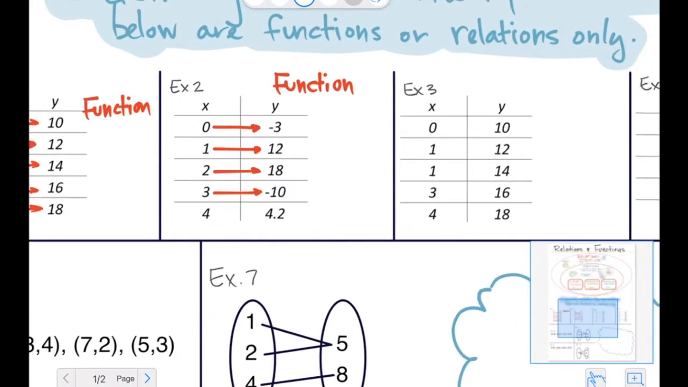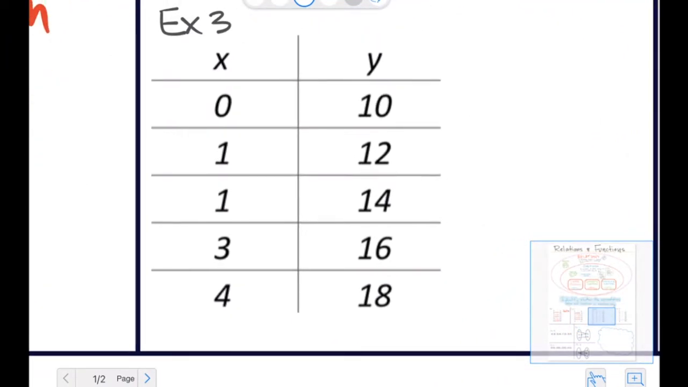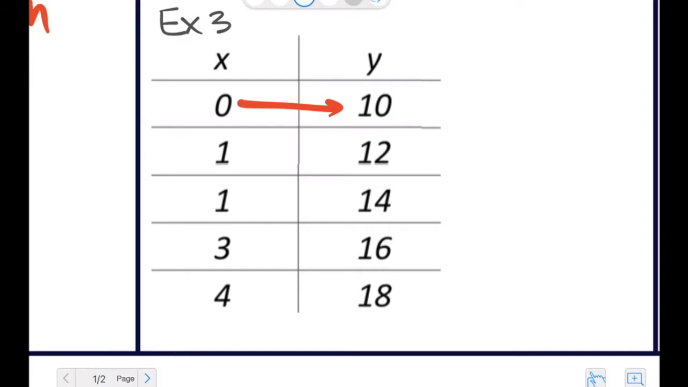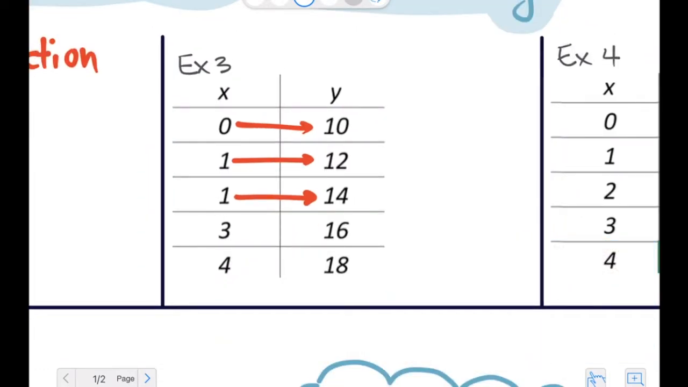Now let's look at example 3. Here, if we push 0, we know we're going to get a 10, but notice for 1. Sometimes when you push 1 or your input is a 1, you'll get a 12, and other times you'll get a 14. Think about the frog. If you sometimes get 12 hops and sometimes get 14 hops, then the outcome or the output is not consistent or reliable, so this one would only be a relation.